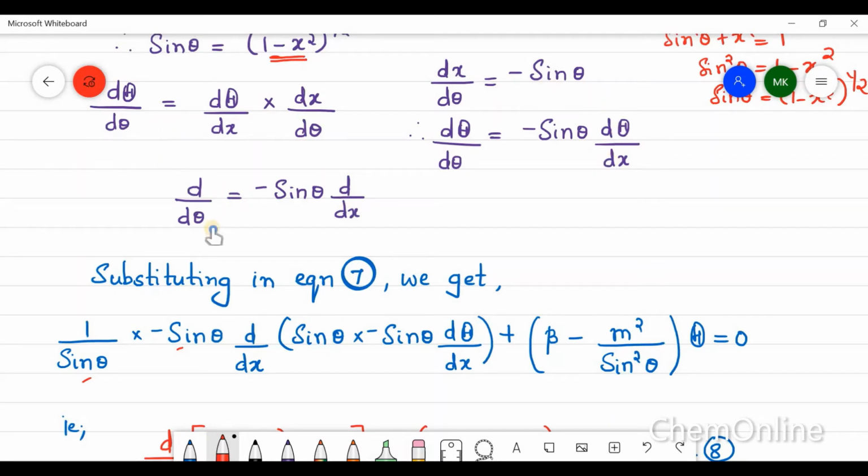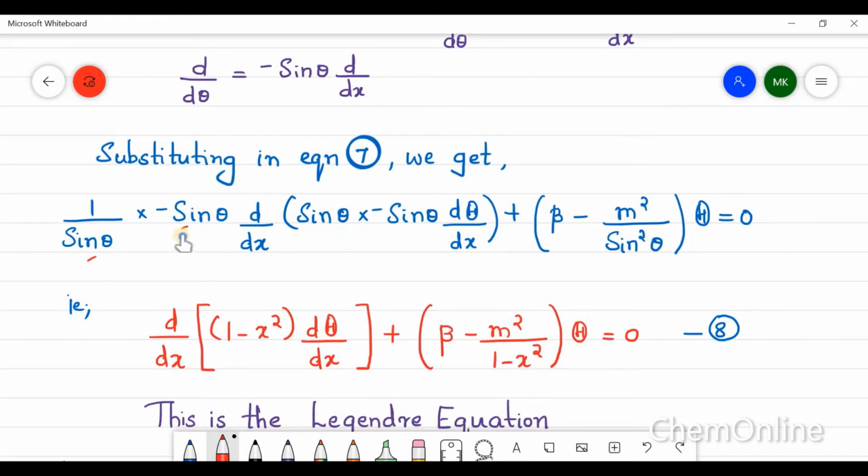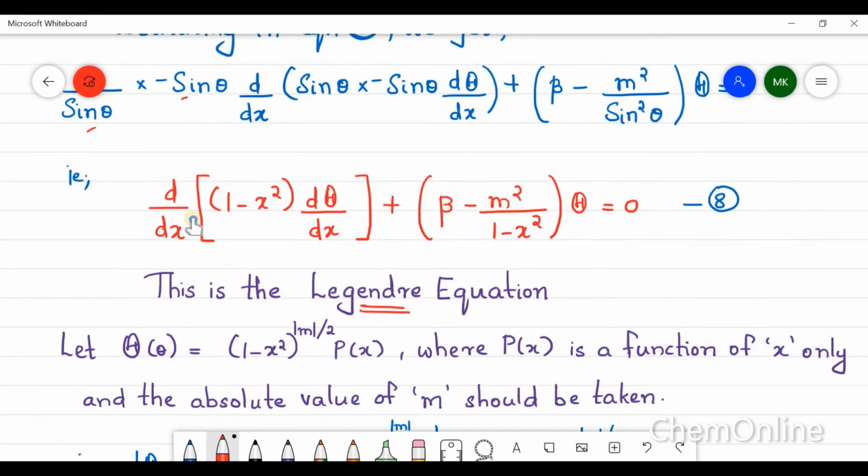So now you can substitute the values of d by d theta and d theta by d theta in equation 7. We will get 1 by sin theta into minus sin theta d by dx of sin theta into minus sin theta d theta by dx plus beta minus m square by sin square theta into theta equals 0. So sin theta and sin theta will get cancelled off. Here we have sin theta into sin theta, that is sin square theta. Sin square theta is 1 minus x square. So expressing in terms of x, we can write d by dx of 1 minus x square d theta by dx plus beta minus m square by 1 minus x square into theta equals 0. Equation 8. This equation is known as the Legendre equation.